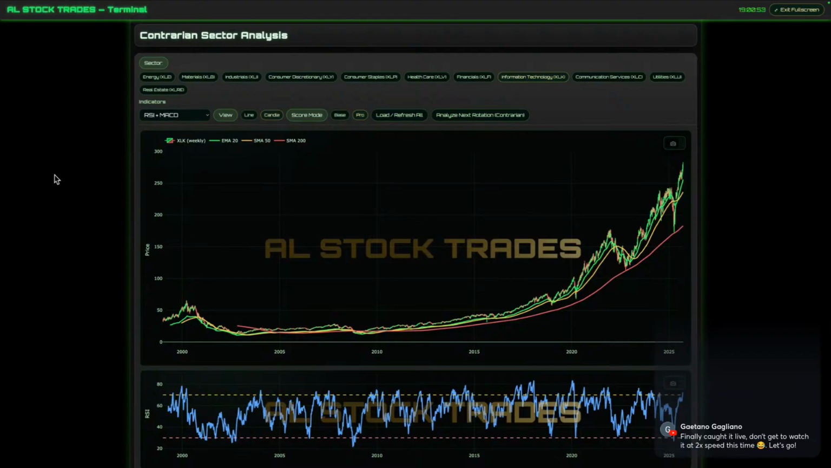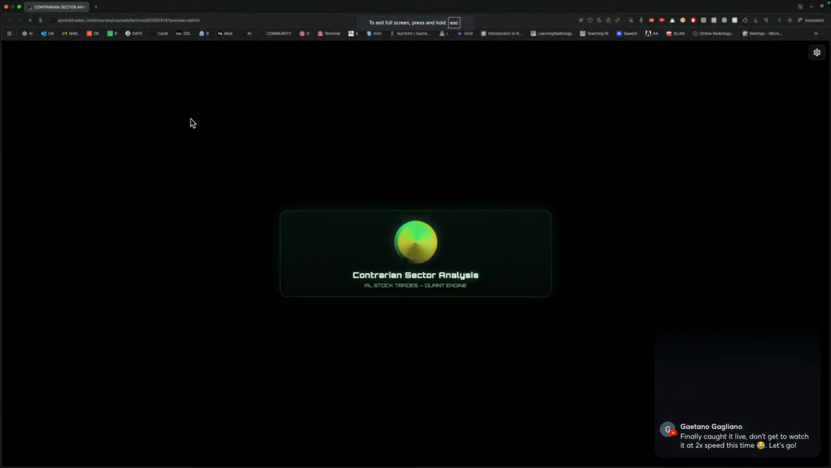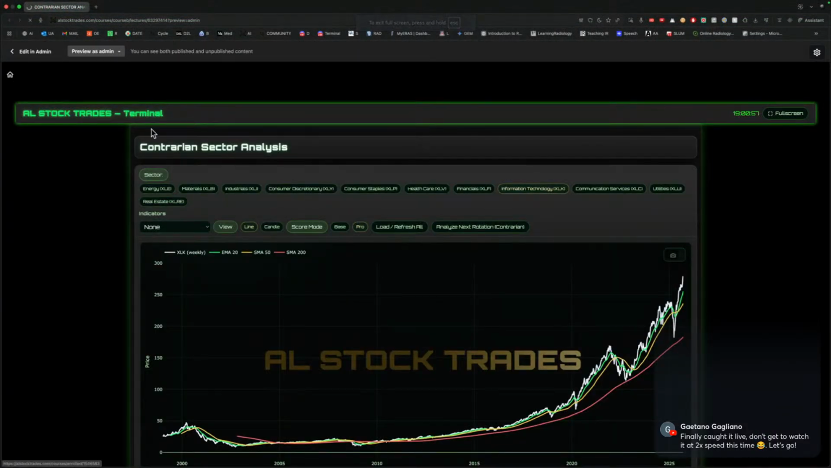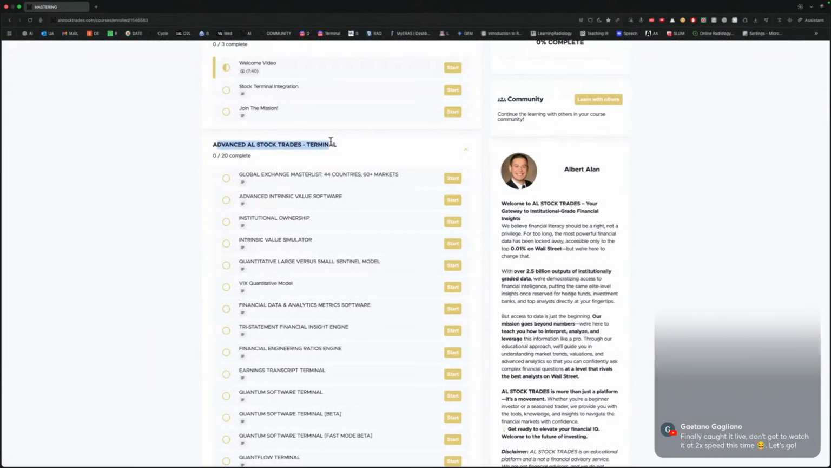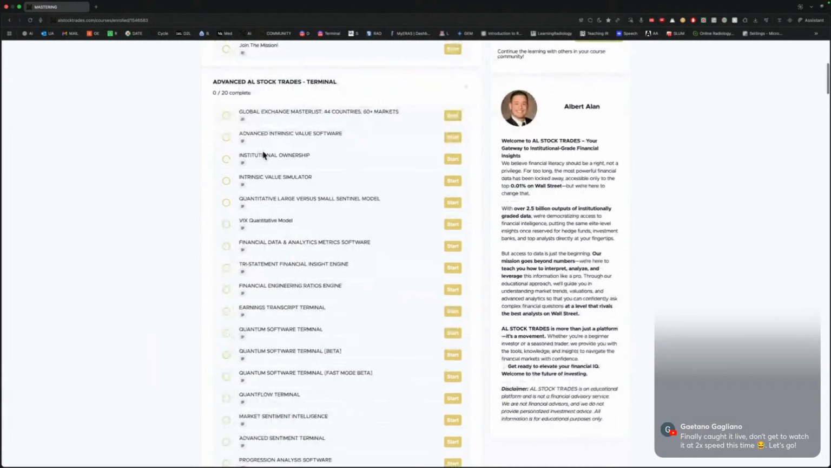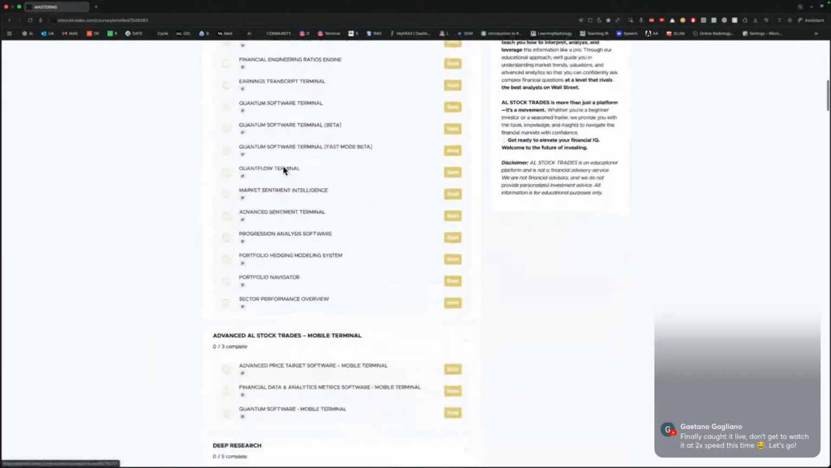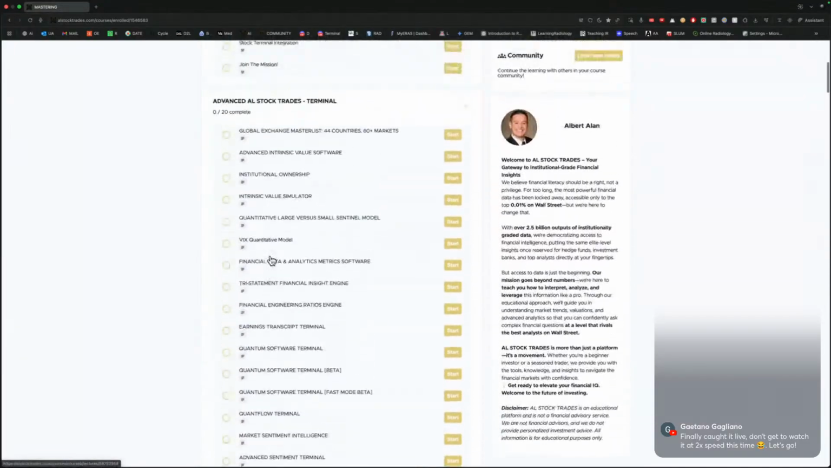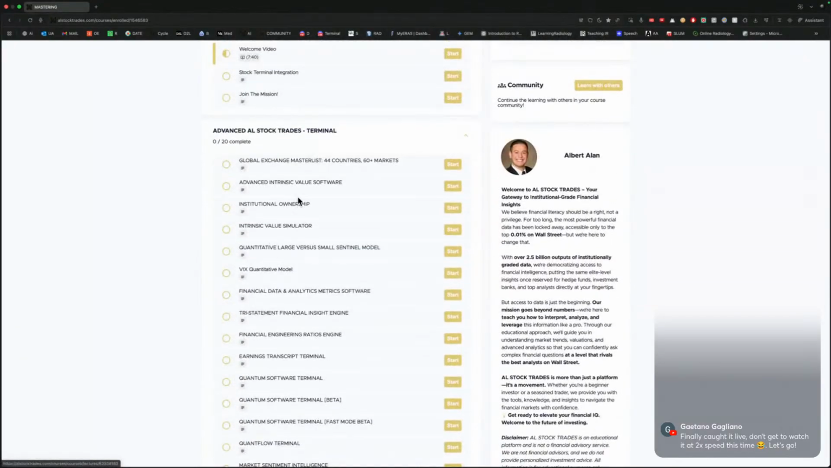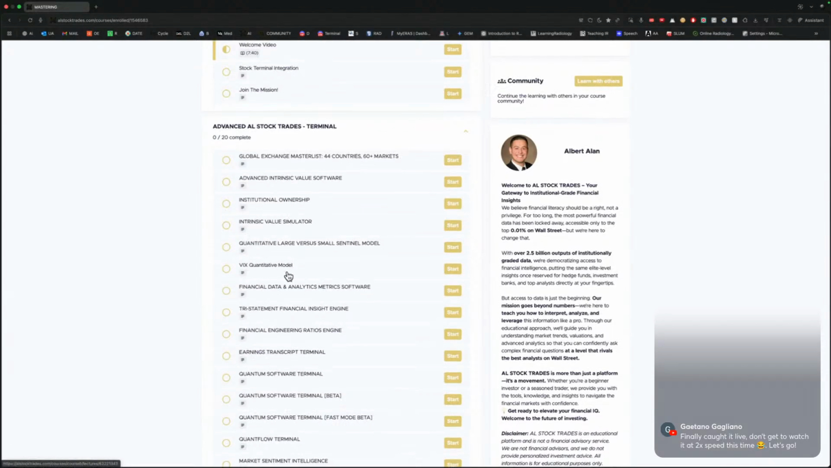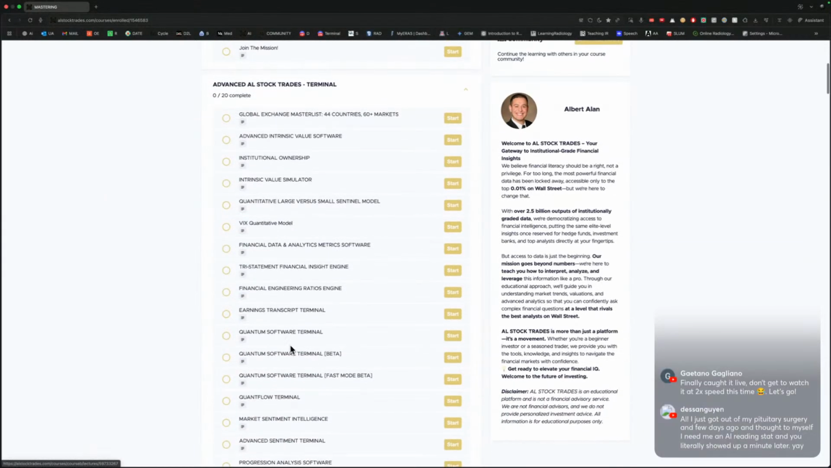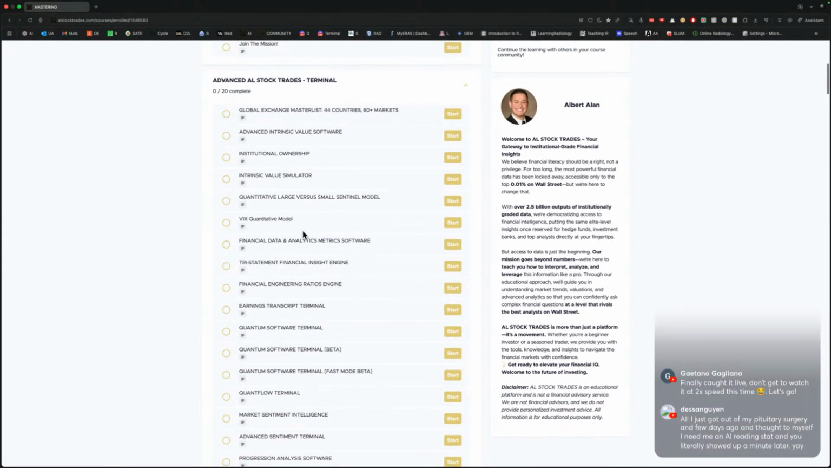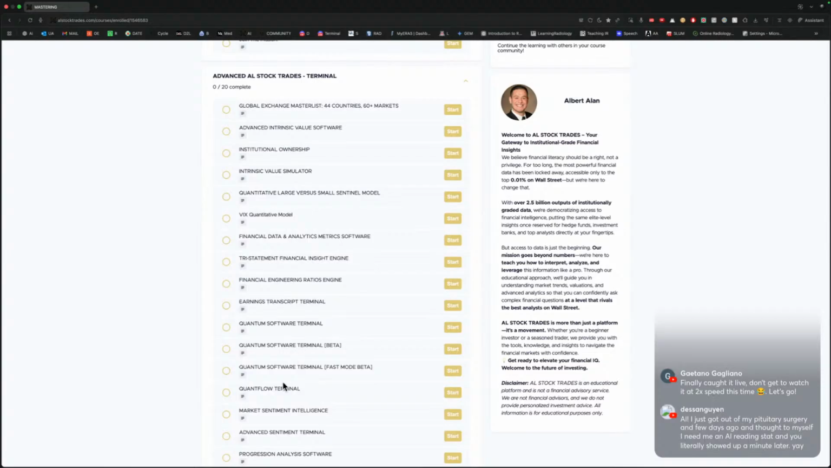Let me just go ahead and reload the page for folks that want to get access to this. Might as well show you here. If you go to home right now, for folks that are part of our lifetime access, this is part of the Advanced Al Stock Trades terminal. These are all the terminals you get access to. There's a lot of terminals here, right? This one is going to be called, if I can find it. There's some stuff I need to update, but actually, you know what? I haven't released it yet. That's funny. So it's not on here yet.